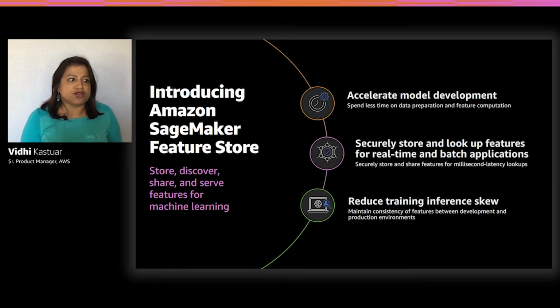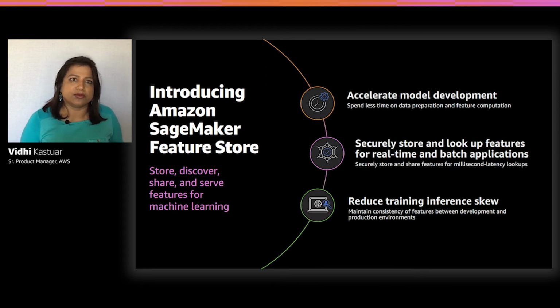So let's talk about how the Amazon SageMaker Feature Store can help you store, discover, share, and serve features for machine learning. With the SageMaker Feature Store, you can accelerate your model development. You write and process features once, and you discover and reuse them as often as you like, so you spend less time on preparing data and feature computation. The feature store also securely stores these features and provides you easy ways to look up these features. You can actually execute these lookups with low millisecond latency.